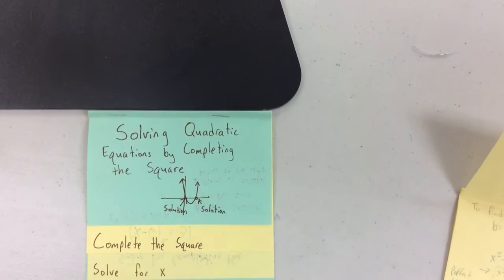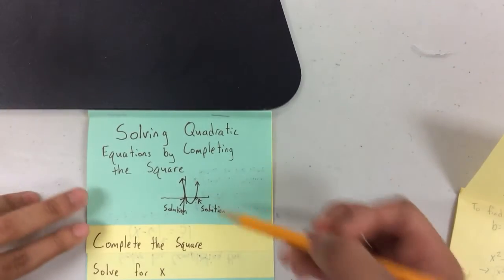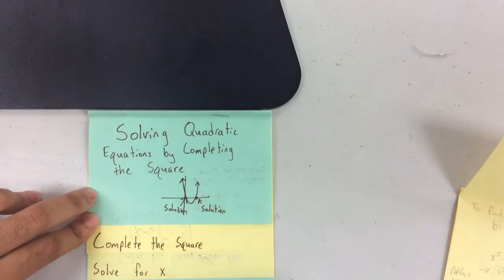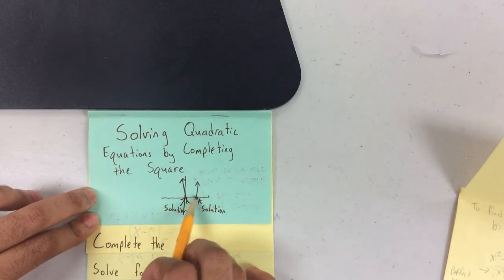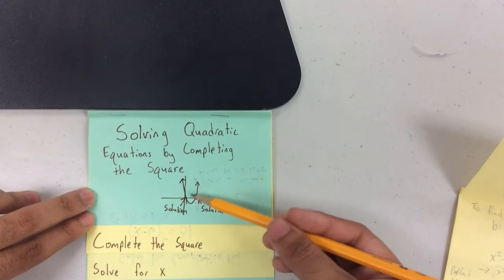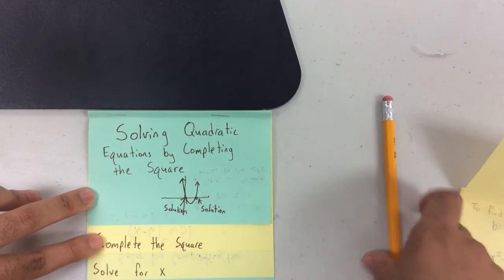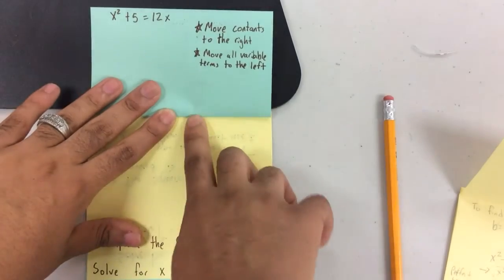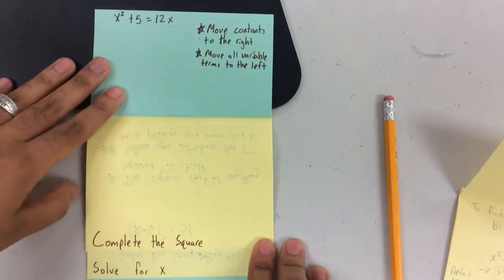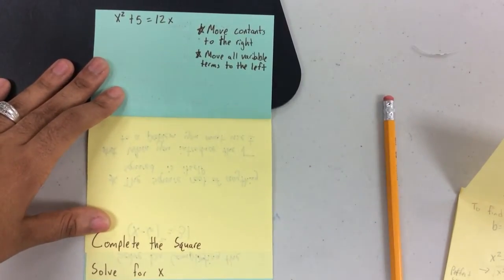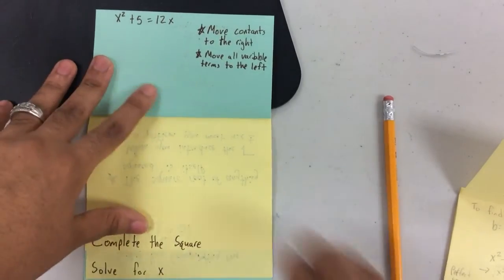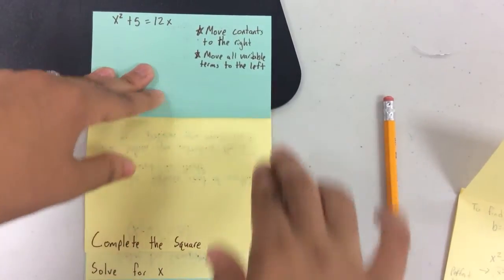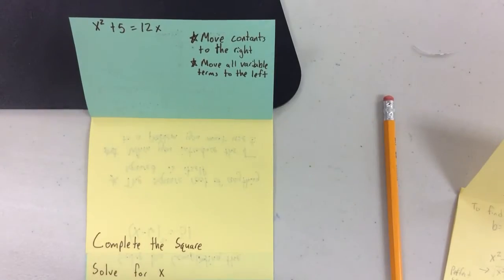You're going to take notes over solving quadratic equations by completing the square. So remember, a quadratic equation makes a U shape called a parabola, and the solutions are where it crosses the x-axis. So most of the time you're going to have two solutions. Completing the square is just another way to solve, which we've already learned some other ways to solve. This is just one more way you can get those solutions.